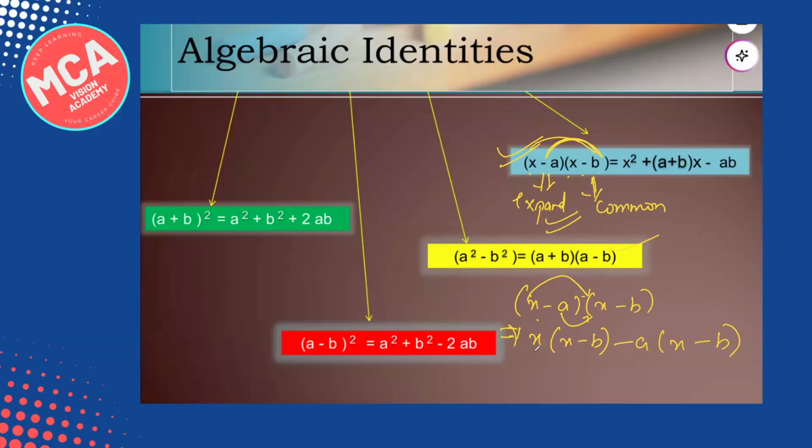So what does it look like? x into x is what? x squared. x into minus b is what? Minus xb. Minus a into x is what? Minus ax. And minus a into minus b is what? Plus ab. I hope this is clear. Yeah, clear guys?